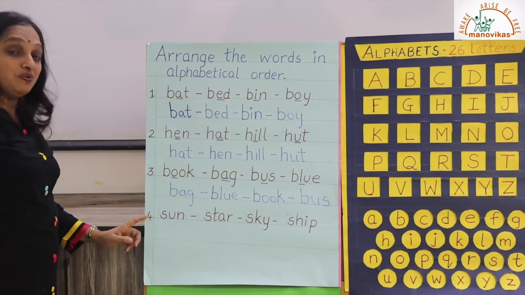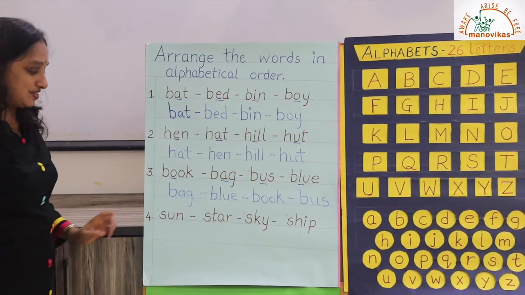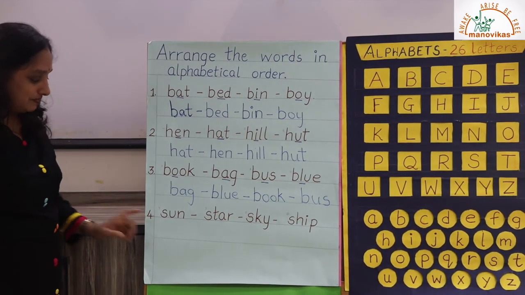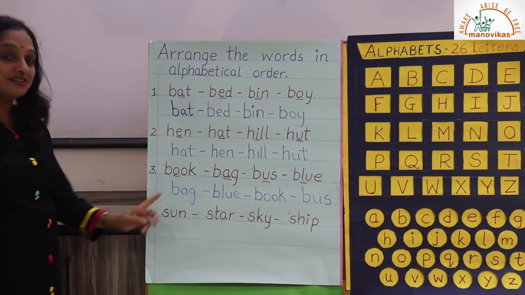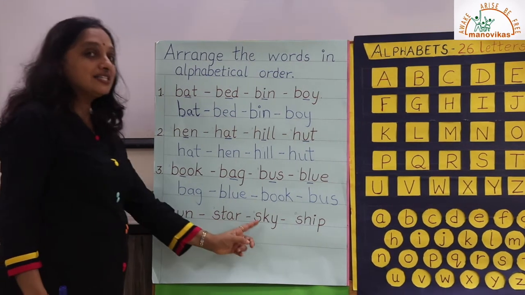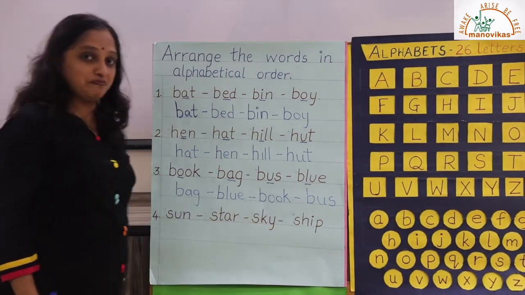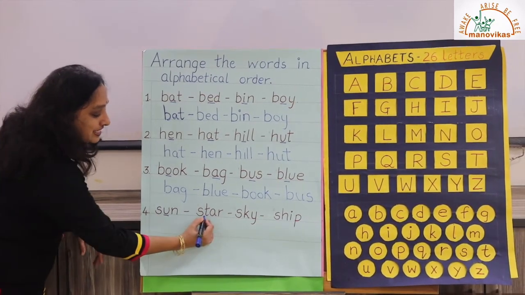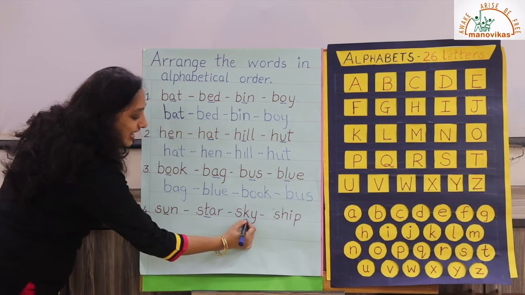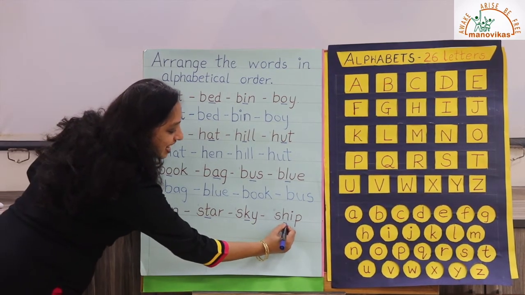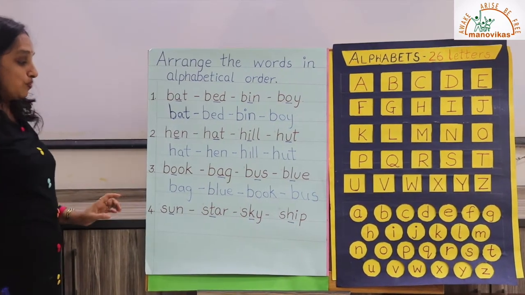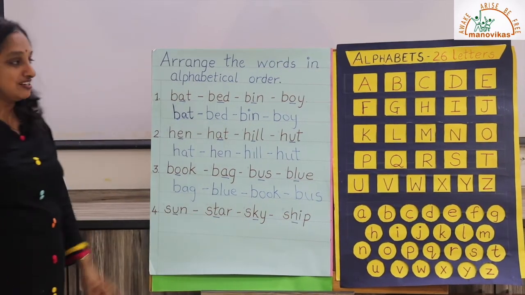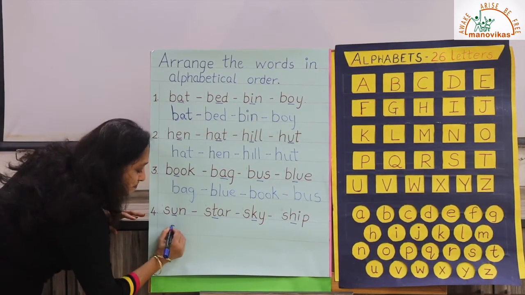Now we'll do the last group of words. We'll arrange them in alphabetical order. Again, it's sun, star, sky and ship. U, T, K and H. So which letter will come first? It is H. So ship.